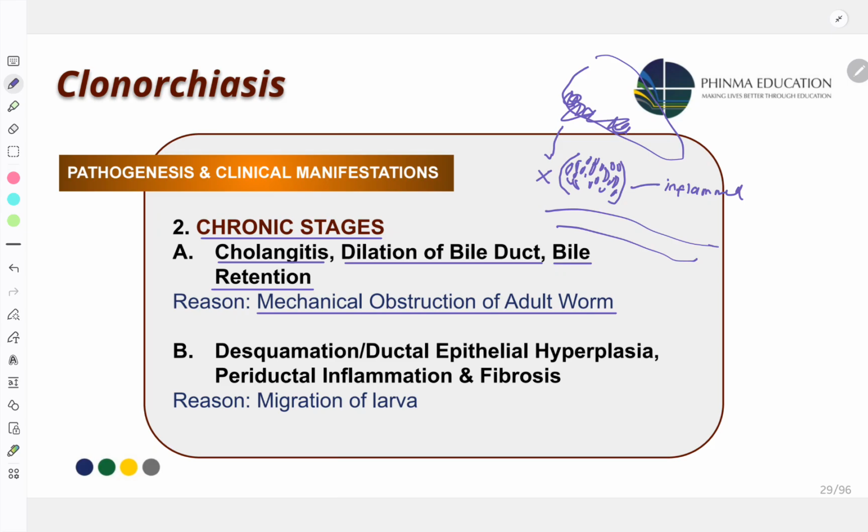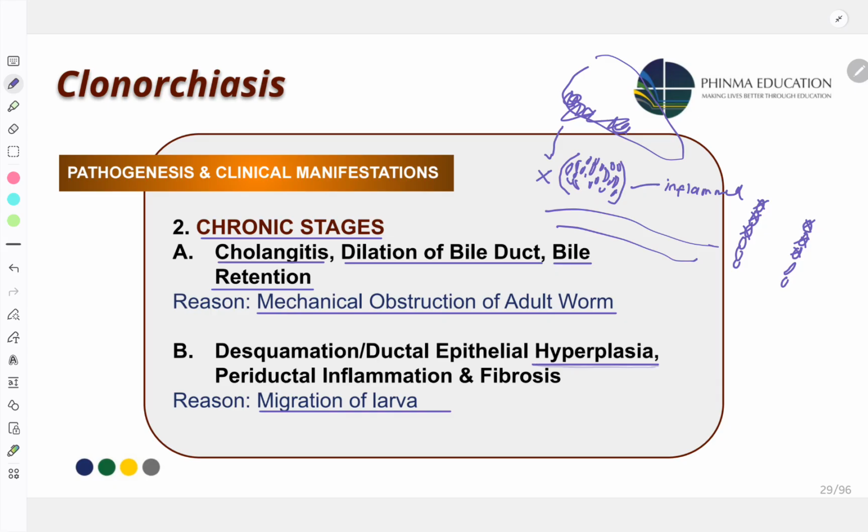So the reason why Clonorchis is the most important is because of this: desquamation, ductal epithelial hyperplasia, periductal inflammation, and fibrosis. So what does this mean? Every time, for example, this is the epithelium of your bile duct, these are the epithelial cells. This is the lumen, the canal of your bile duct. Every time the parasite migrates, there is desquamation. So meaning, the epithelial cells die.